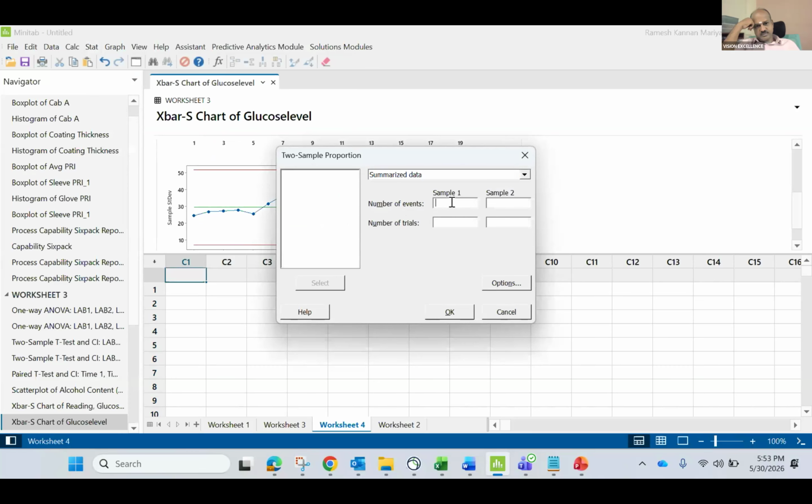Here, number of events, 65 out of 1000, and 85 out of 170.